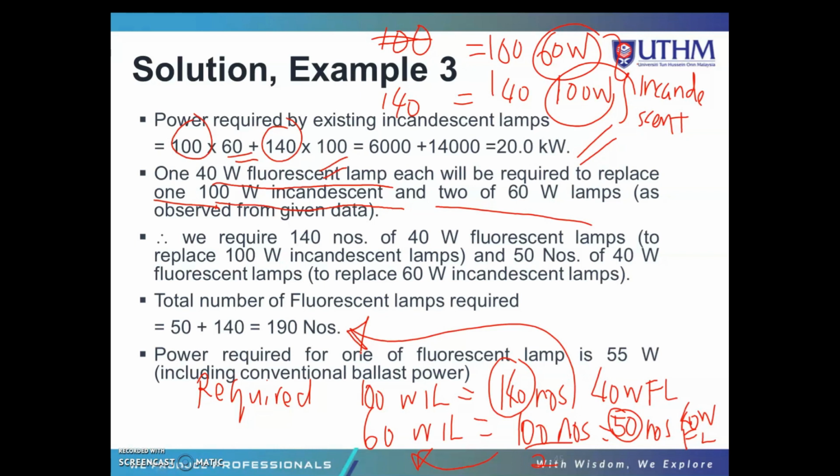Okay, and then the power required for one fluorescent lamp is 55 watt, including conventional ballast power. So we know that the fluorescent lamp is 40 watt, you have to add the conventional ballast, which is 15 watt, then you get 55 watts for one fluorescent lamp.